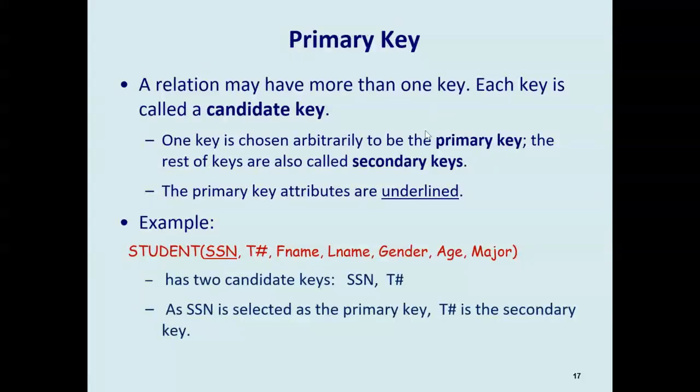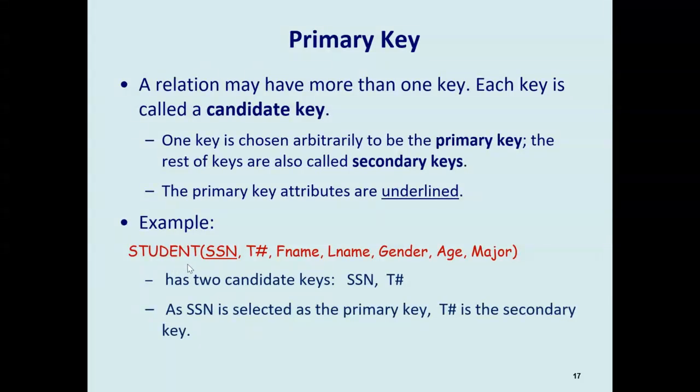So once the primary key is selected, the remaining keys will be called secondary keys. You understand? So that's why we have this candidate key. My understanding is that a candidate key can be a candidate for the primary key. Maybe you have one or more candidates, and then you only have to pick one of them. Okay? So let's see the example.